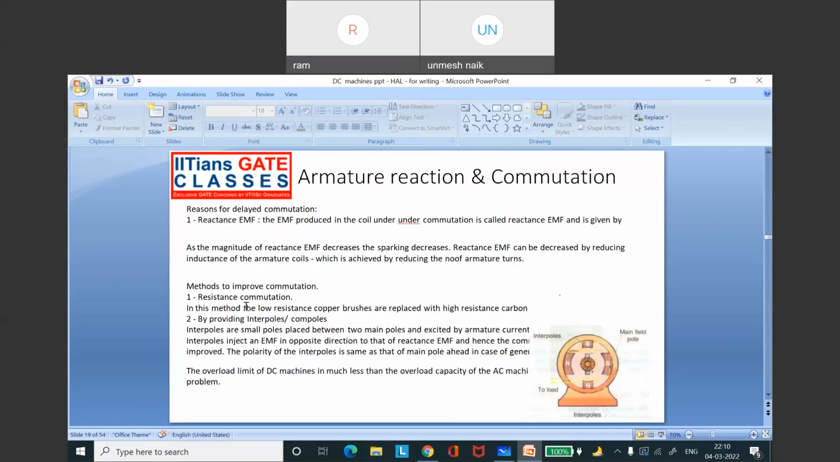So when we have carbon brushes, generally they have more resistance. Earlier we had only inductance and less resistance. When we replace the copper brushes with carbon brushes, the resistance increases, so R is added to the RL circuit, and thereby the response becomes faster.